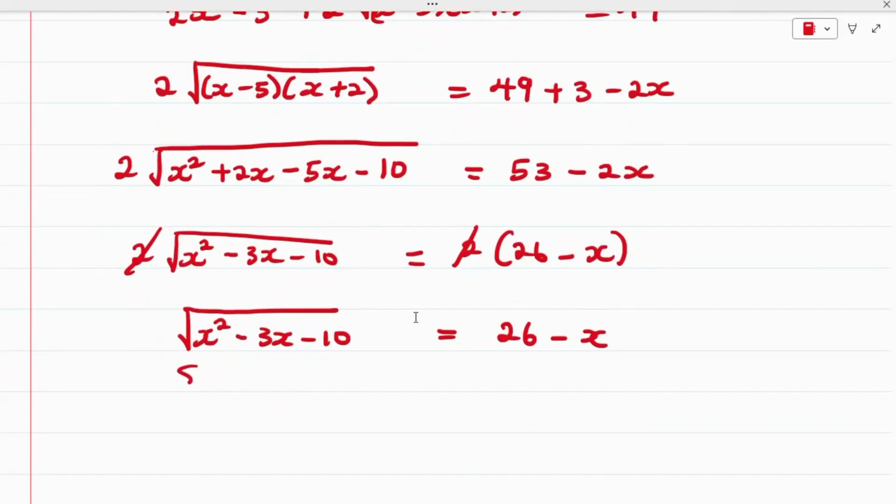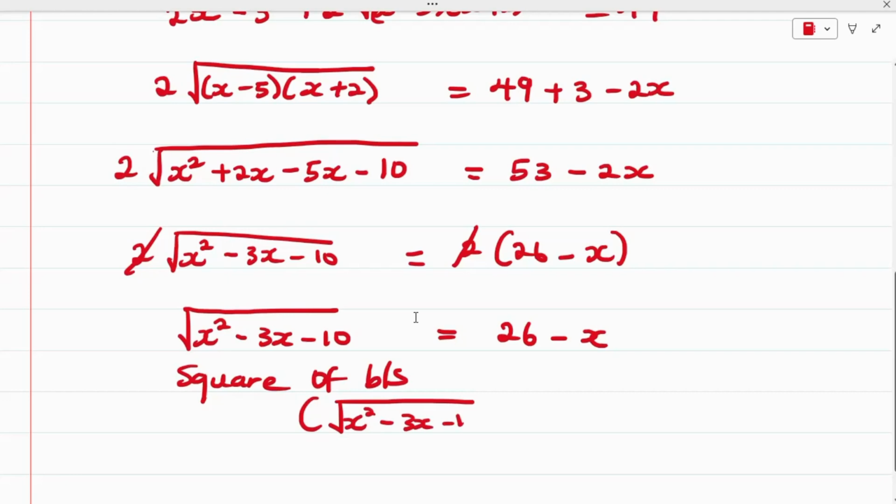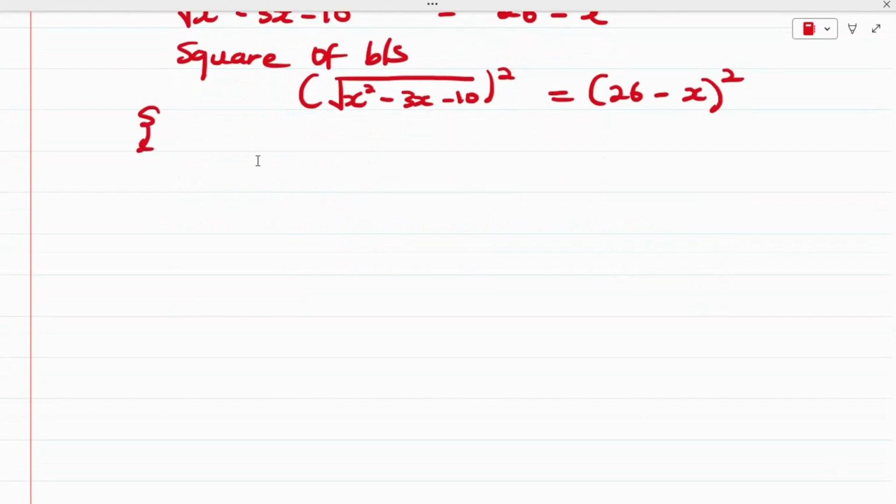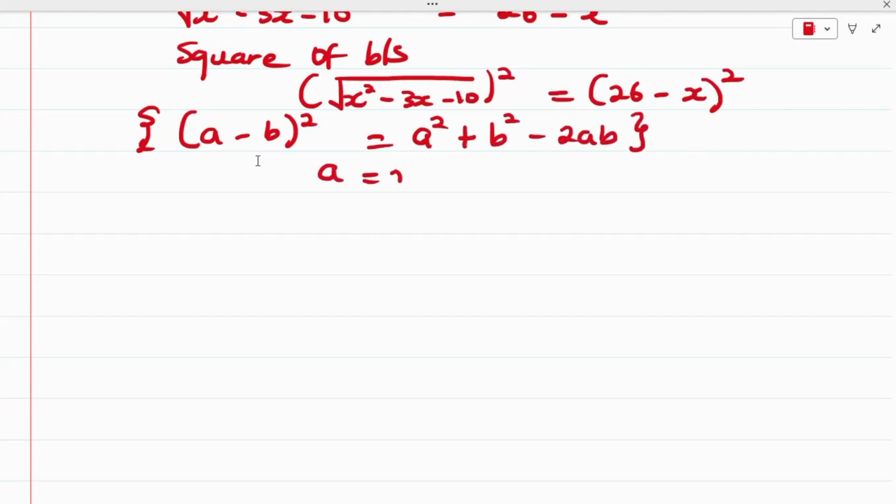Alright, so from here we want to simply take the square of both sides, so we have the square root of x squared minus 3x minus 10 all square is equal to 26 minus x all square. So we want to apply this property to the right hand side that says if we have a minus b all square, this is equal to a square plus b square minus 2ab, where a is equal to 26 and b is equal to x.